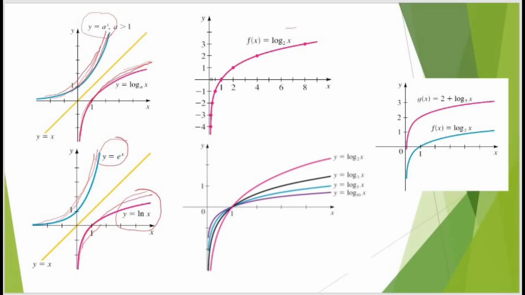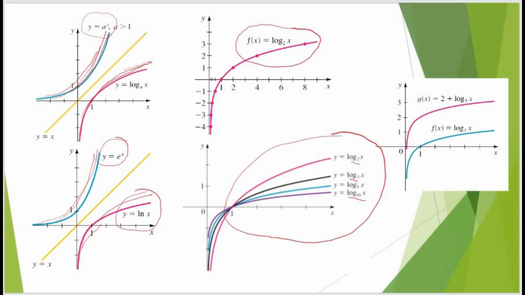So we have here another graph for logarithmic function with base 2. And we have here another graph which we will be able to compare the different graphs of this logarithmic function with different bases. We have base 2, base 3, and base 10. Notice the positions of the graphs for the different base numbers. So base 2 is above base 3, and base 3 is above base 10.